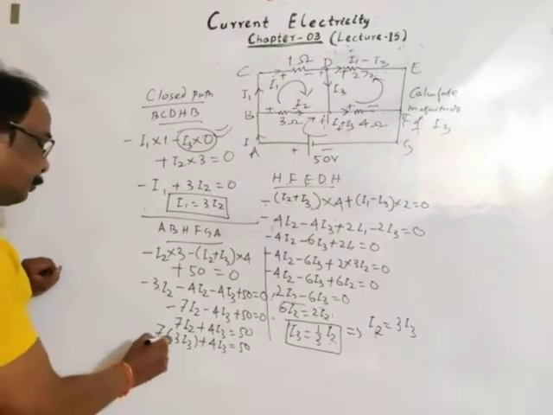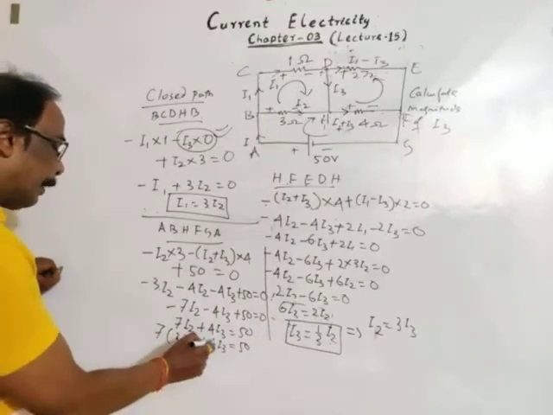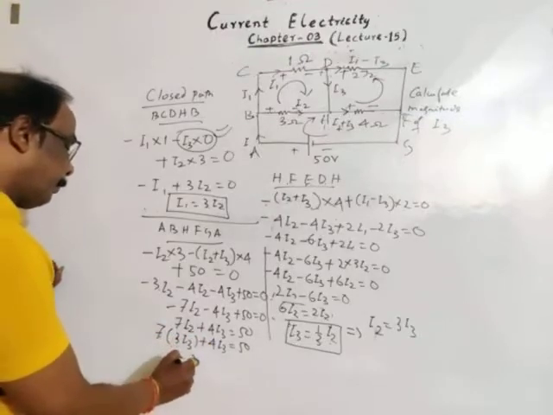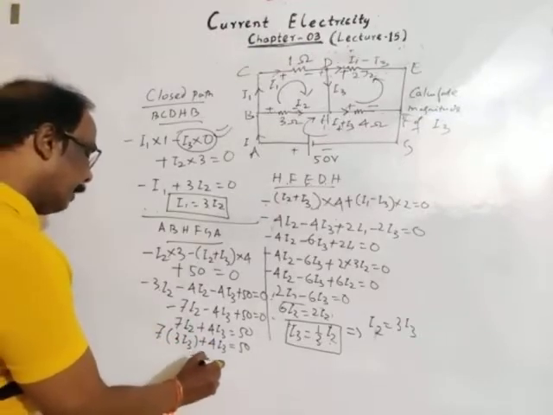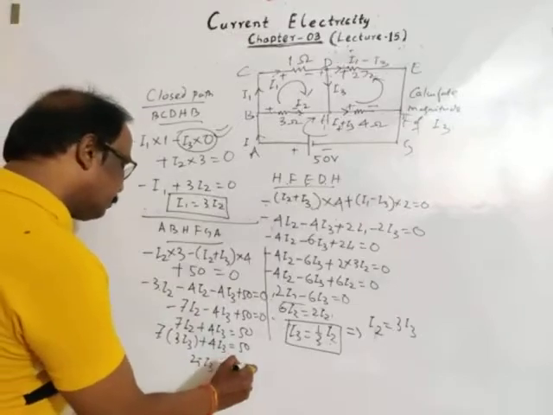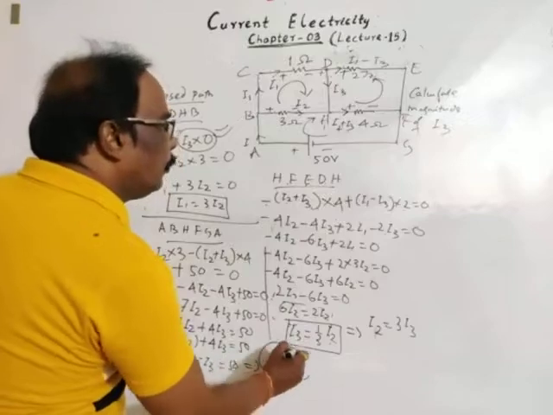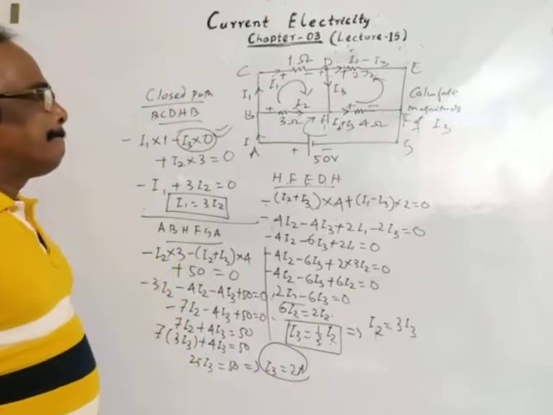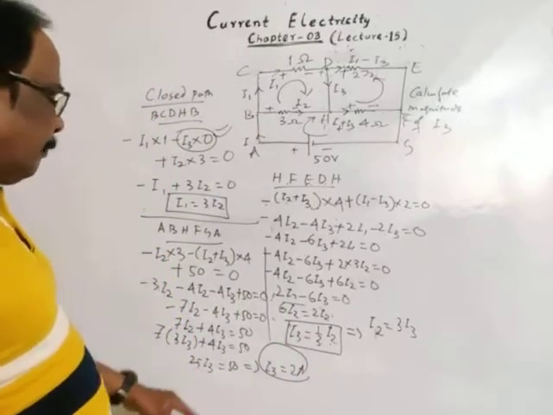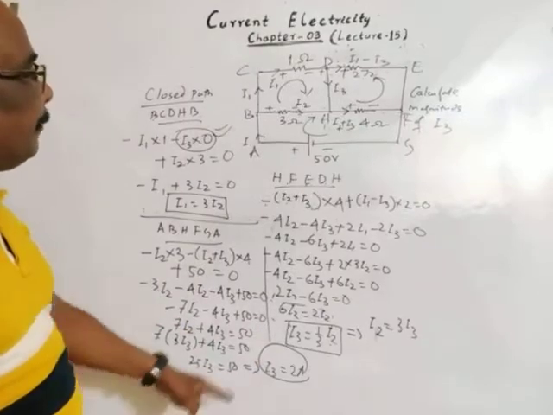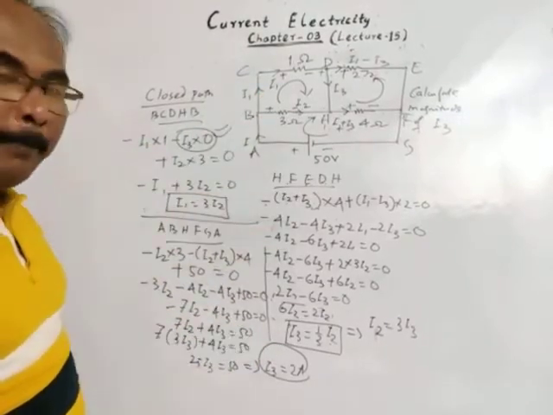Okay. This is 21I3 plus 4I3. 21 plus 4, 25 I3 is equal to 50. So this implies I3 is equal to 2 ampere. 50 by 25. So I3 is 2 ampere.